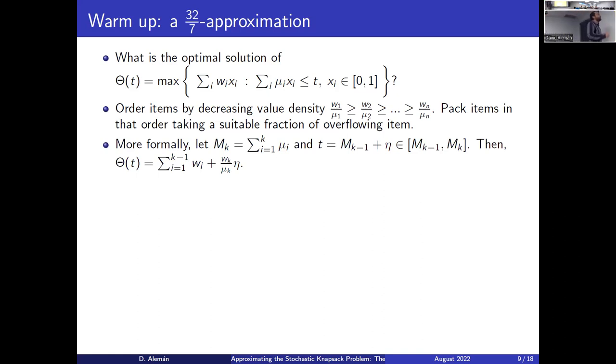So an optimal solution packs items in that order, taking a suitable fraction of the overflowing item.